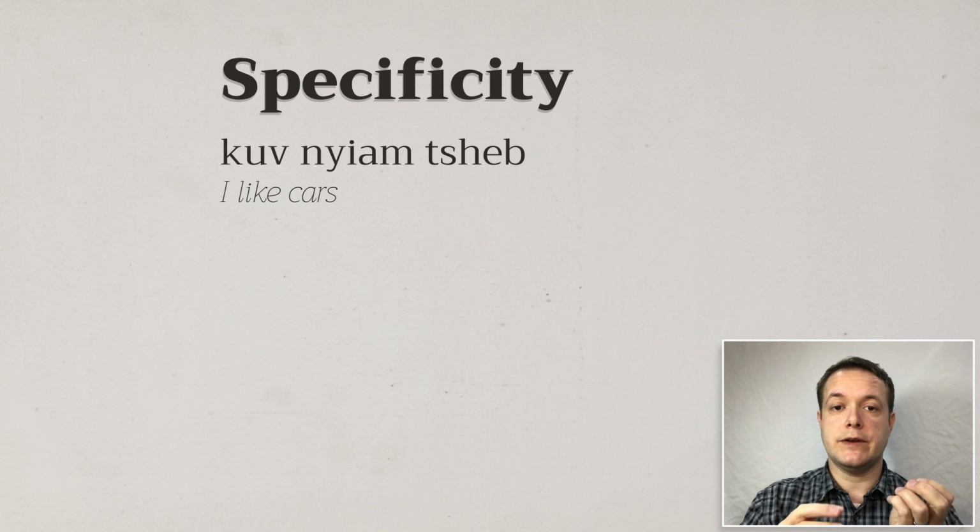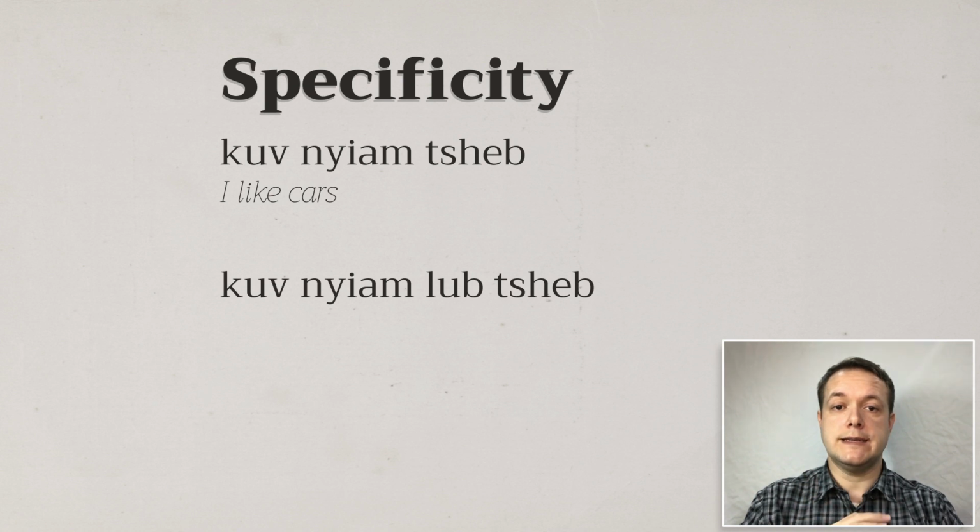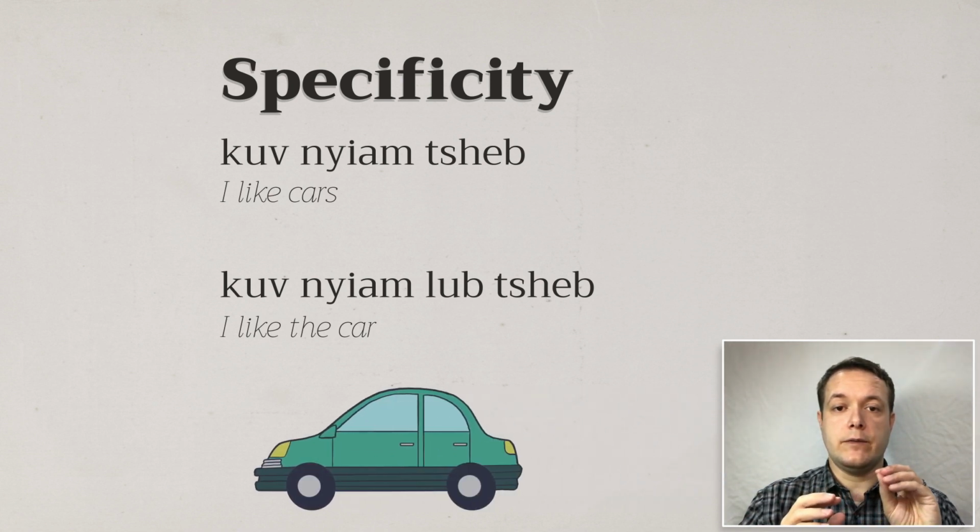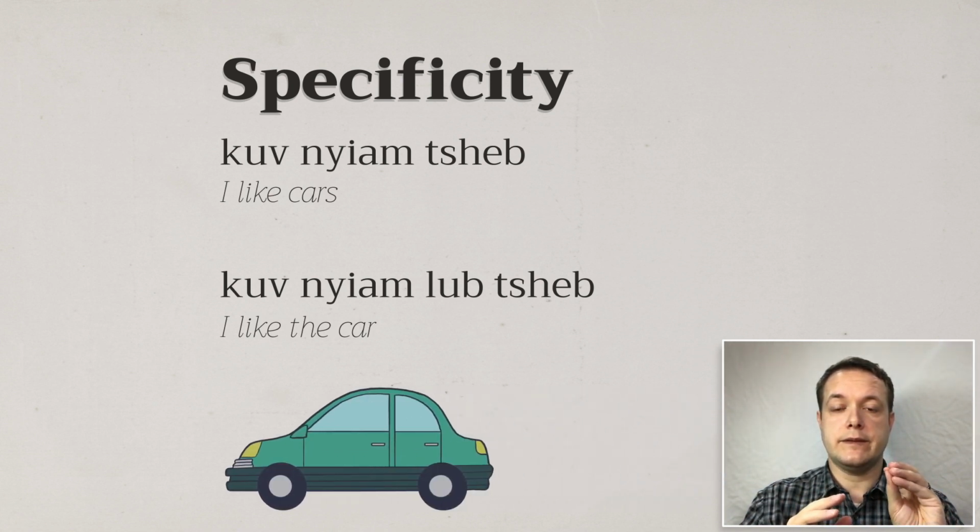Without the noun classifier, you're just generally talking about cars. Now, when you add the word lo to that sentence, "Gu nia, lo che, gu nia, lo che," that word becomes almost like the word "the" in English. "I like the car." In any case, that noun classifier makes something specific.